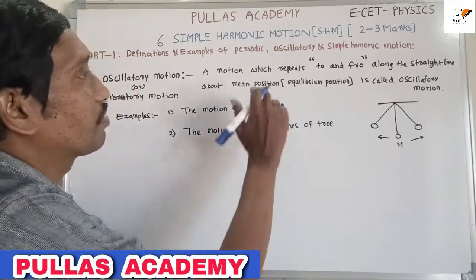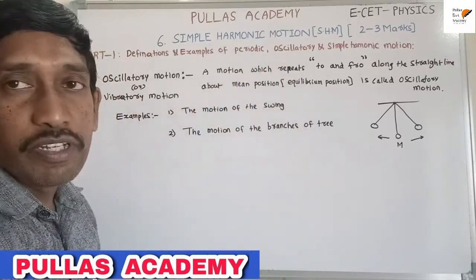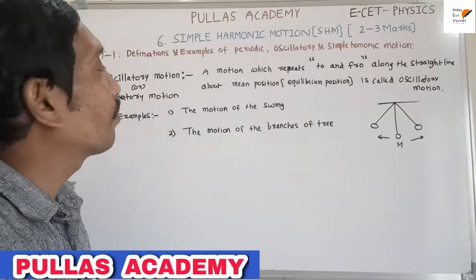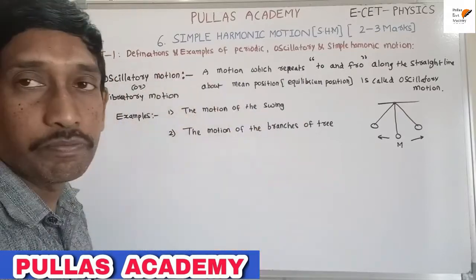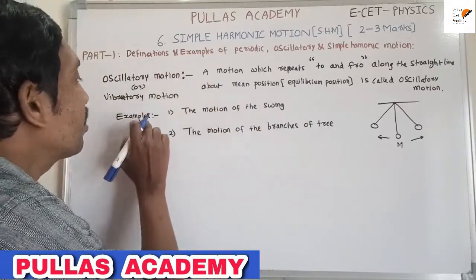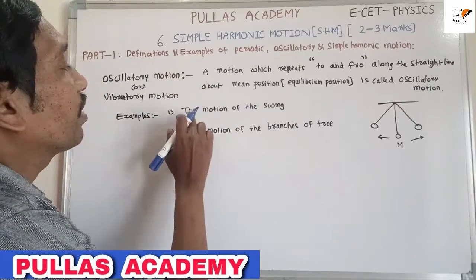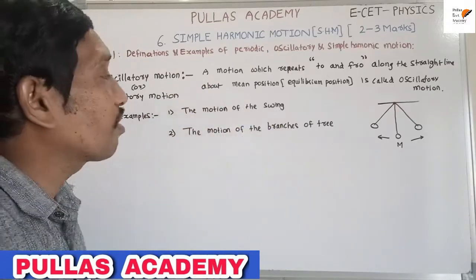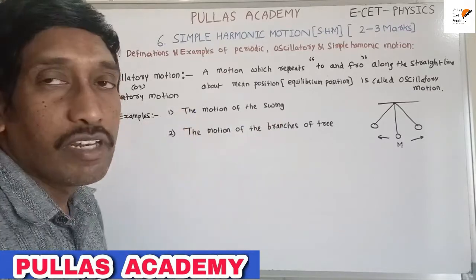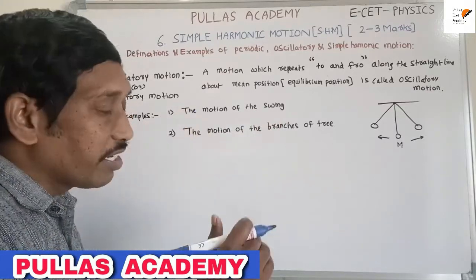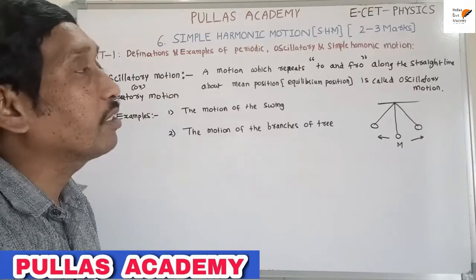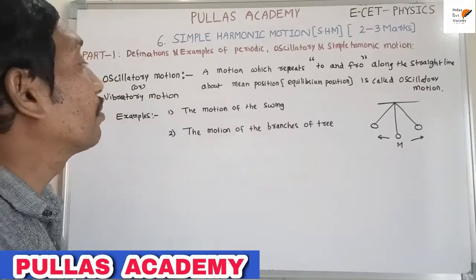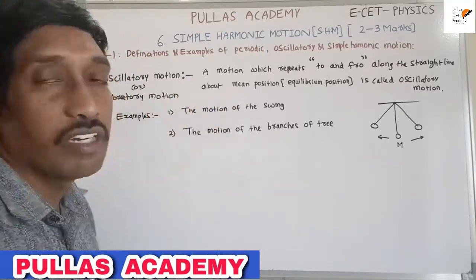Clear? In one word, the to and fro motion is called oscillatory motion. Right. Next, examples. One of the best examples is the motion of a swing. Swing motions are called oscillatory motion. Okay? It moves to and fro about a mean position or equilibrium position. That's why it is called oscillatory motion.